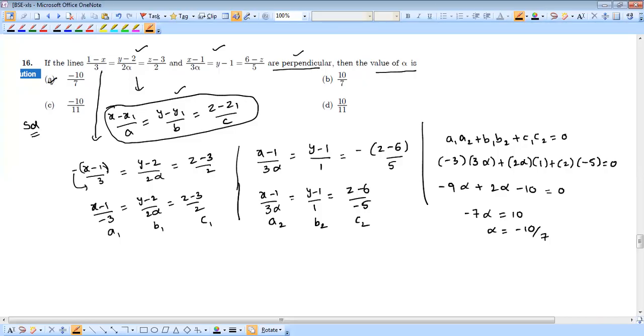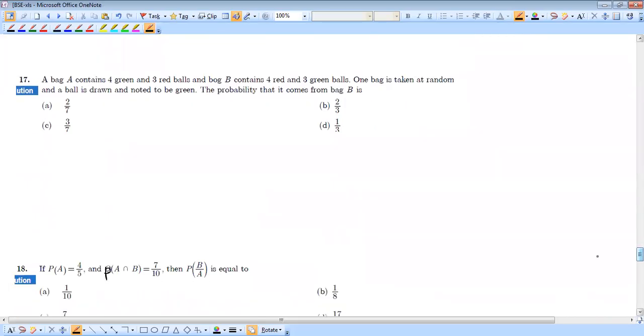Option A is the right answer. Now, next question, question number 17. A bag A contains 4 green and 3 red balls, and bag B contains 4 red and 3 green balls. One bag is taken out at random and a ball is drawn and noted to be green. The probability that it comes from bag B.